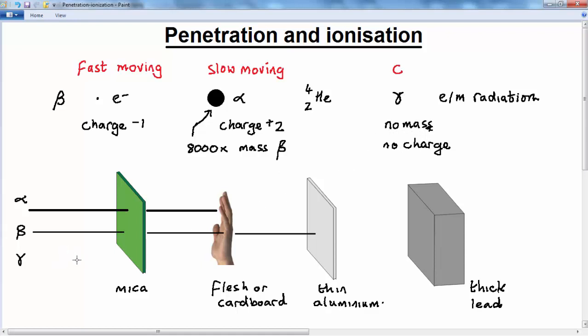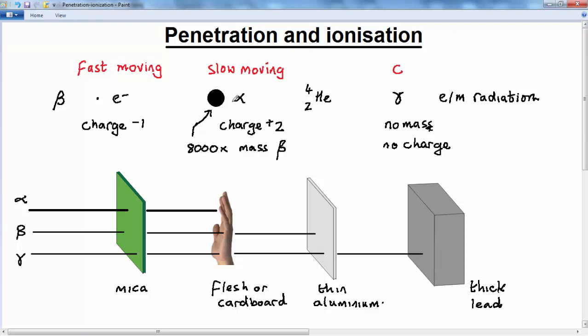And then finally our gamma radiation, that's not a particle, it's got no charge, it's got no mass, so there's a lot less interaction between the gamma radiation and matter. That means that it can penetrate a lot further, so it will penetrate easily through our thin sheet of mica, it'll pass through flesh or cardboard, it'll pass through our thin sheet of aluminium, but it will eventually get blocked by our thick lead blocks. So lead is very good at absorbing all three types of radioactive emission.